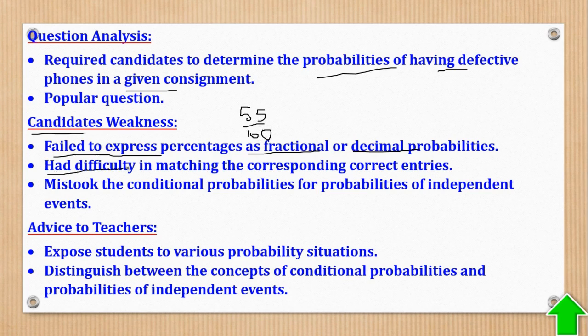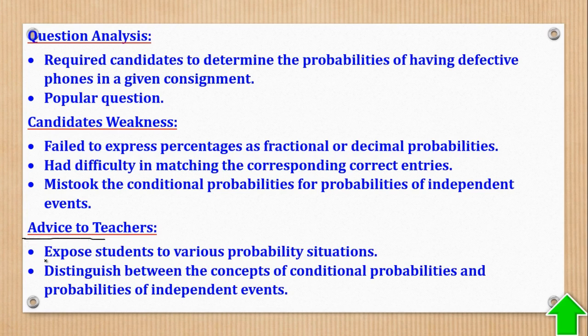Also candidates had difficulty in matching the corresponding correct entries. Substituting the probabilities along the tree diagram was also a challenge. Then also candidates mixed up conditional probabilities with probabilities of independent events. So we must know the difference between conditional probability and independent events. When it is conditional, that is when you use a tree diagram. And that's why you saw me using a tree diagram.